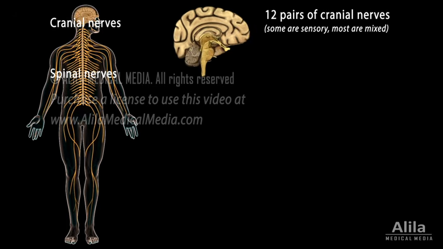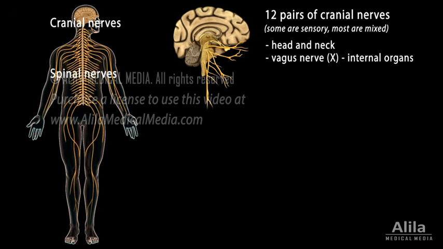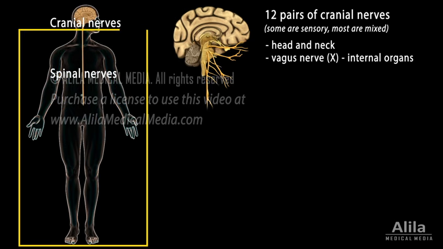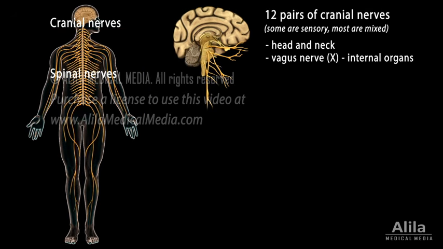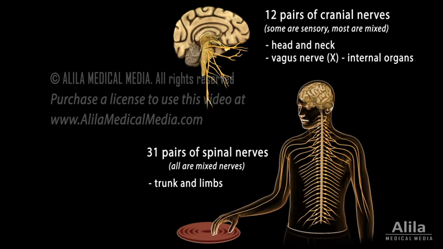The 12 pairs of cranial nerves emerge from the base of the brain and relay information between the brain and the head and neck regions. The cranial nerve 10, named vagus nerve, also communicates with internal organs. The 31 pairs of spinal nerves arise from segments of the spinal cord and innervate the trunk and limbs. Spinal nerves communicate with the brain via the spinal cord. All spinal nerves are mixed nerves. They contain both sensory and motor fibers.